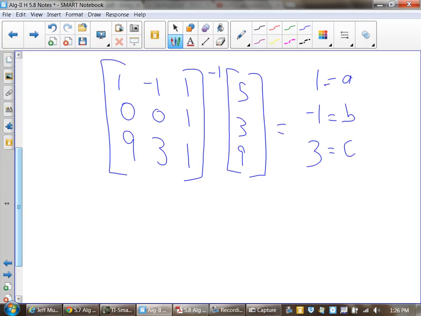Square. Now, remember, I'm looking to get it in the form of ax squared plus bx plus c. What's A?